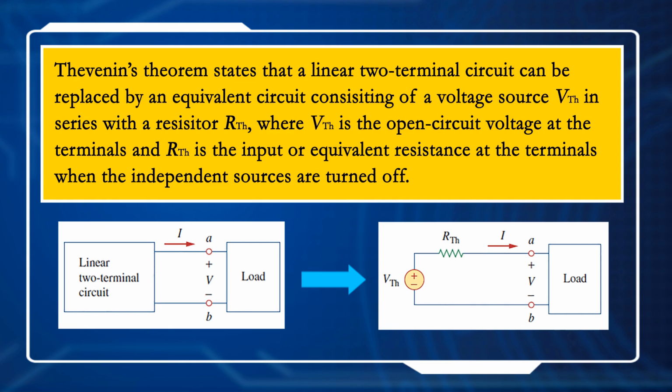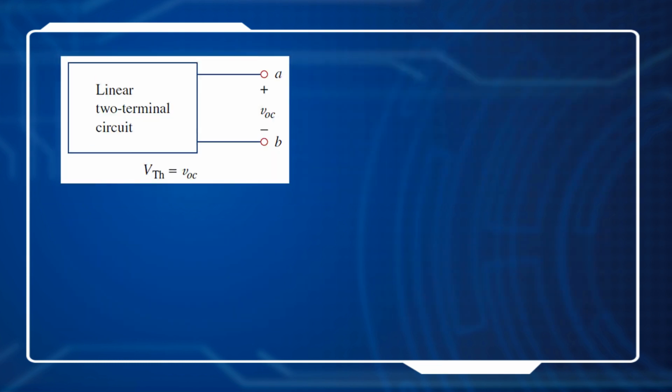We can find VTH very easily because we can get it with open circuit, just as in the graph on the top. But for the resistance, the situation could be a little more complex, and we can find it with two cases.